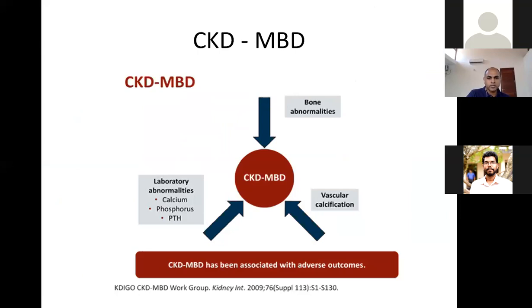So one component is that you can have various laboratory abnormalities. You can have abnormalities in calcium. Usually calcium levels are low, phosphorus levels are high, and usually the parathyroid hormone levels are also elevated in this condition. So these are the biochemical abnormalities you get in CKD. So that is one component of mineral bone disorder.